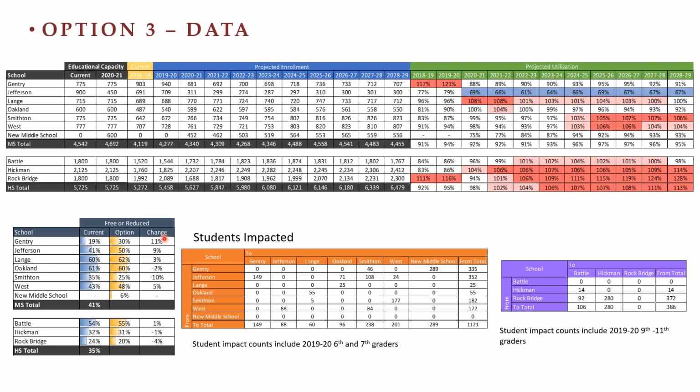Looking at our overall socioeconomic balance, so Gentry goes from 19 to 30, Jefferson 41 to 50, Lang 60 to 62, Oakland 61 to 60, Smithton 35 to 25, West 43 to 48, and the new middle school would open at 6%. Looking at the high schools, Battle relatively unchanged, Hickman relatively unchanged, and Rockbridge would drop from 24% down to 20. Looking at our overall impact here, this shows again the students coming from each middle school to each middle school, and then in the purple we show those high school numbers as well.